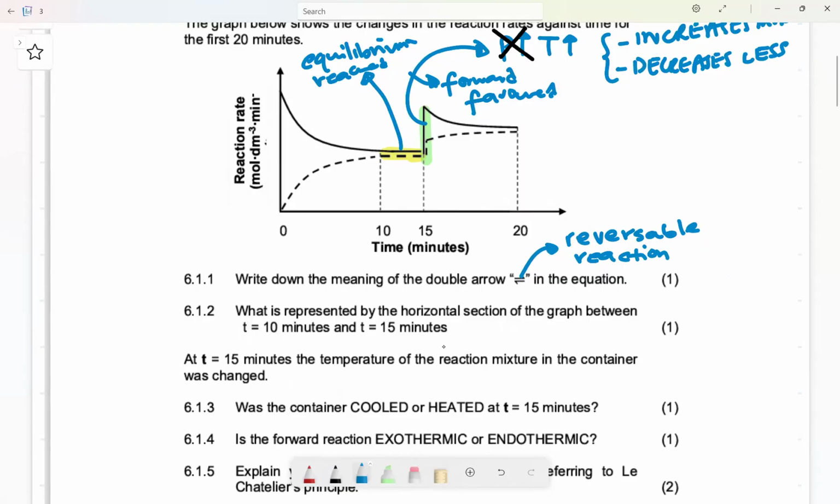Then, what is represented by the horizontal lines between time t 10 minutes and time t 15 minutes? Between here, what is represented by this horizontal line? We know that equilibrium is reached. It represents equilibrium, or chemical equilibrium.